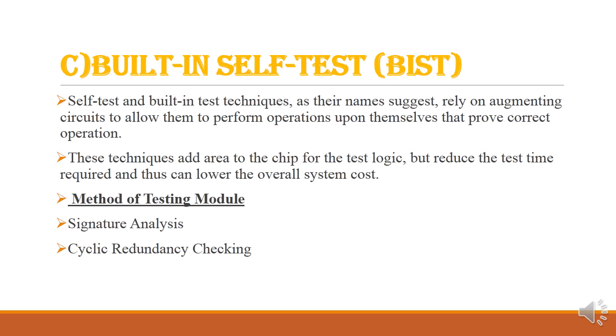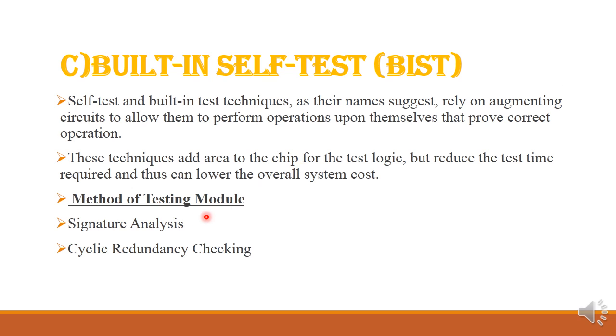So the next method is built-in self-test. From the name itself we can understand built-in self-test. To test the circuit automatically there will be a built-in self-test structure inside the IC. So this is used for testing the IC. Self-test and built-in test techniques, as their name suggests, rely on augmenting the circuits to allow them to perform operations upon themselves that prove the correct operation. These techniques add area to the chip for the test logic, because this is an extra circuit that is added to the IC for testing purposes. So area will be more.